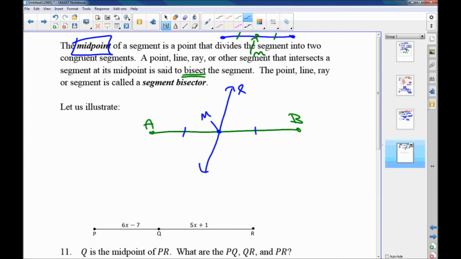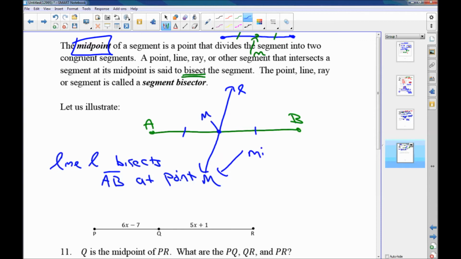Okay? So in this case, line L bisects, not just intersects, but bisects. Bisects is like a special intersection where it splits it into two equal parts. Line segment AB at point M. So we could write it like this. Line L bisects line segment AB at point M. And point M is the midpoint, the halfway in between point.